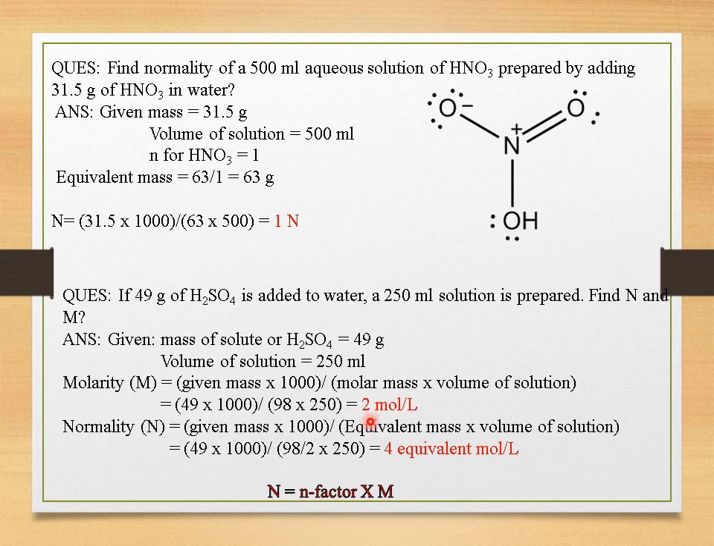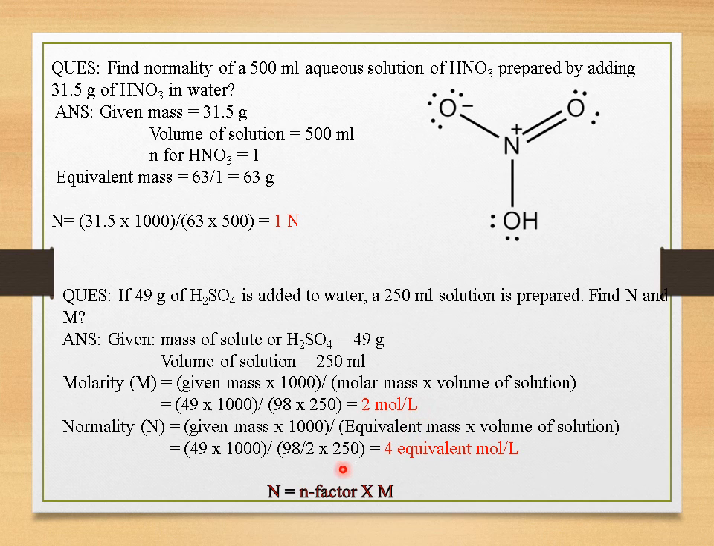So this is how we have calculated molarity and normality. Now just see the values. This 4 is twice the molarity. This 4 is equal to something into molarity. What is this something? It is 2 into 2. If I multiply my molarity 2 by 2, it comes out to be 4 normal, or 4 equivalents per liter. So what is that 2? The 2 was the N factor.